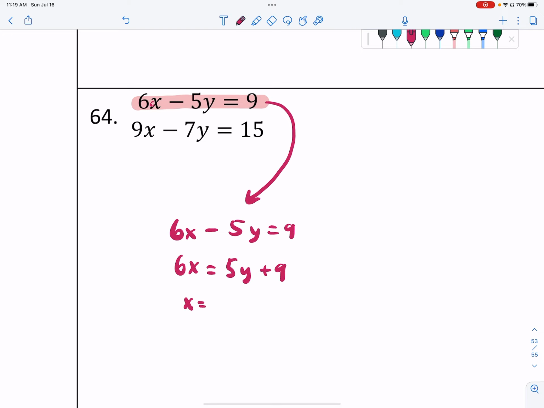And so x is going to be equal to 5, 6y plus 9 over 6. And that 9 over 6 you could, of course, simplify, but this 5, 6 you're not going to be able to. And so here's what you would have to do. You'd have to take this nasty thing and substitute that in the place of x.